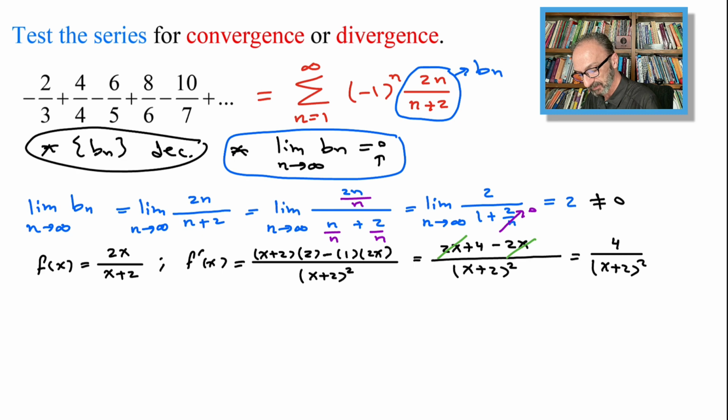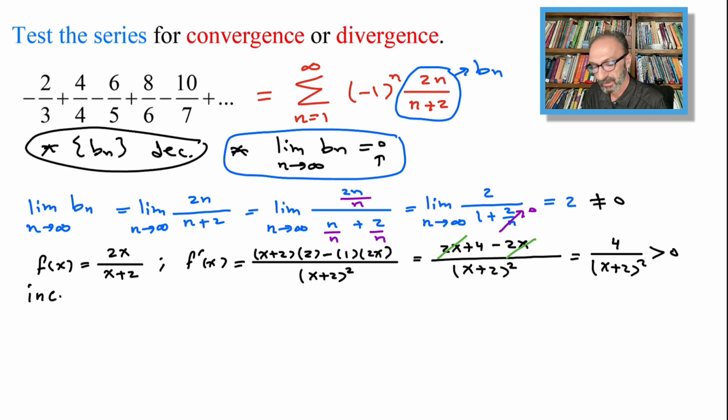And that cannot be negative, so it's greater than 0. That means it's increasing. So f of x is increasing. So both conditions are not valid. We need it to be decreasing, but it's actually increasing. There are a lot of ways you could do that, but this is a good way, which is the derivative, thinking about it as a function.